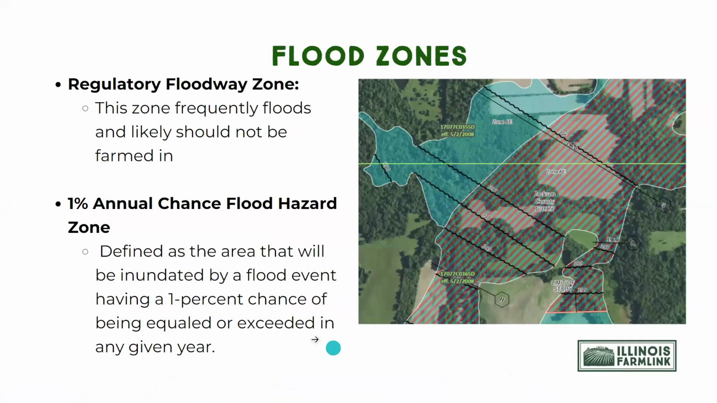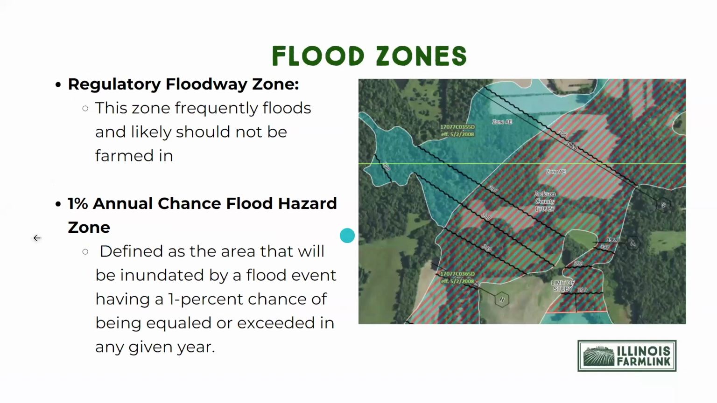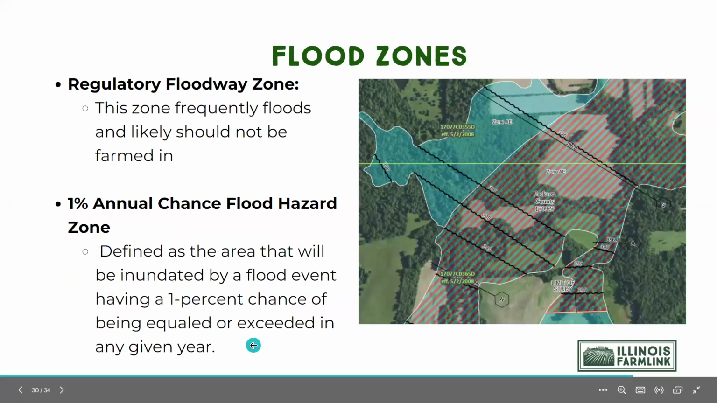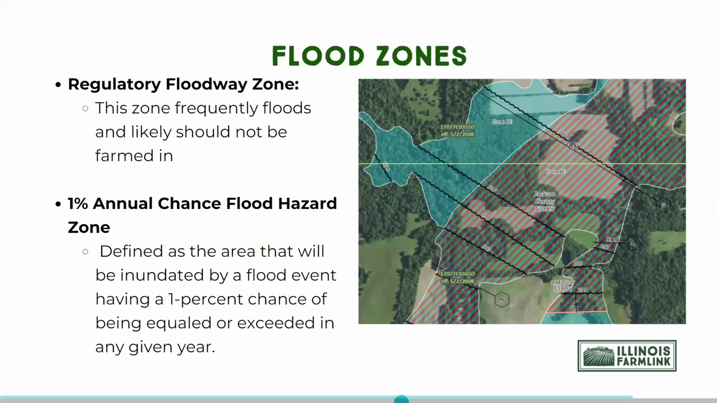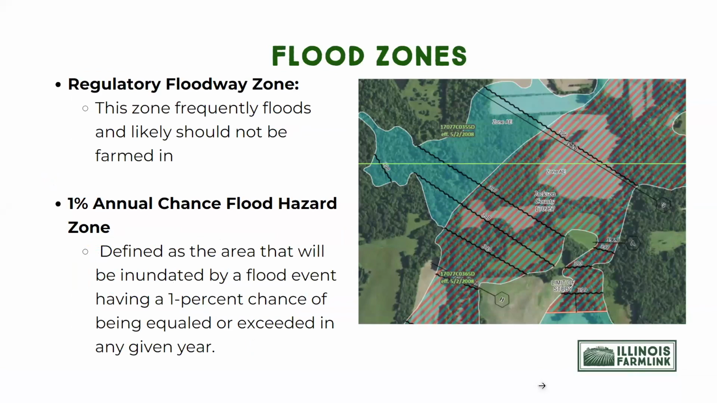So 100-year flood zone is just another term for the 1% annual chance flood hazard zone, oftentimes referred to as a 100-year flood zone by hydrologists. And what people mean by that is basically that every 100 years there's going to be a big flood there, but that's actually not how probability works. You could have 3 100-year floods in 3 consecutive years.